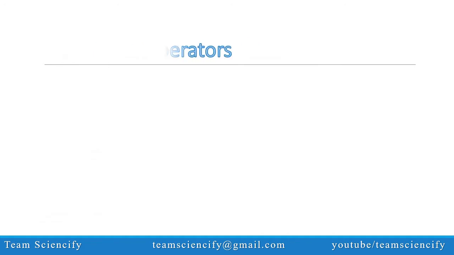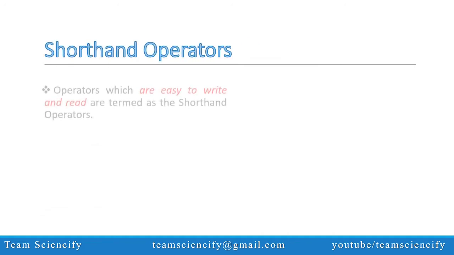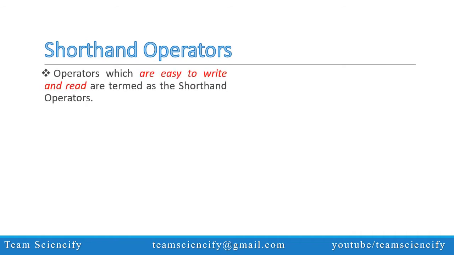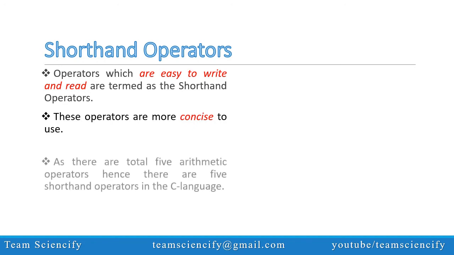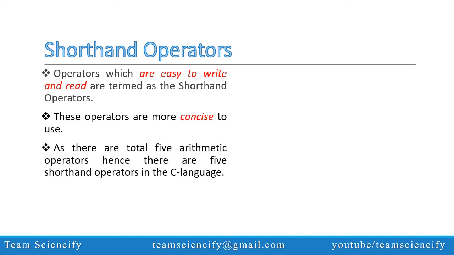Let's move on and learn one more important operator in C, that is the shorthand operator. Operators which are easy to write and read are termed as shorthand operators. These operators are more concise to use. As there are a total of 5 arithmetic operators, hence there are 5 shorthand operators in C language. Syntax: identifier operator= identifier.